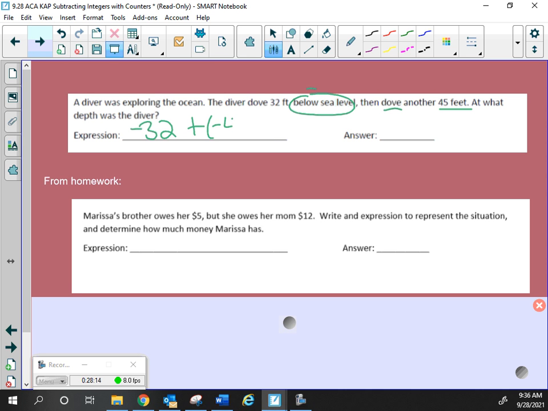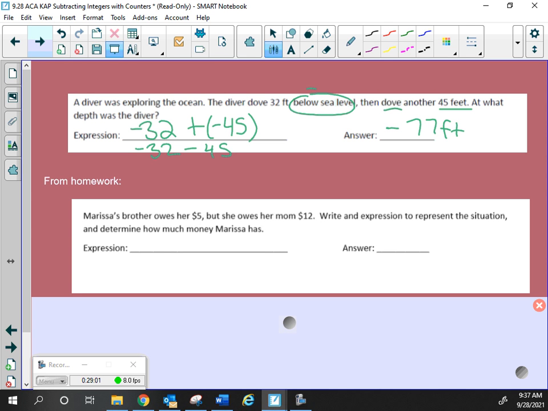I can add -45, or I can again start with -32, and what else could I do? Michaela? Subtract 45, okay? Because those are the same equations. Either way you look at it, you're going to get the same answer. When it's written as an addition problem, you can usually do that mentally. Because you're like, okay, I have negative counters plus more negative counters. My answer is going to be a negative answer. And then to figure that out, take a second. -77.